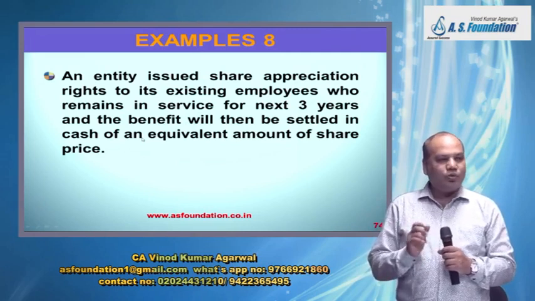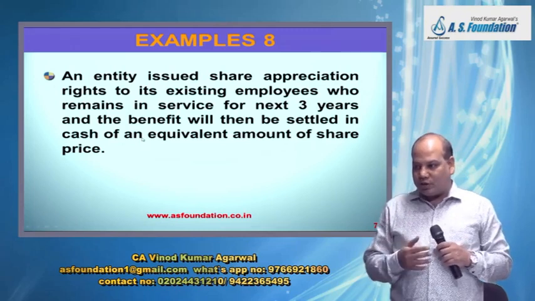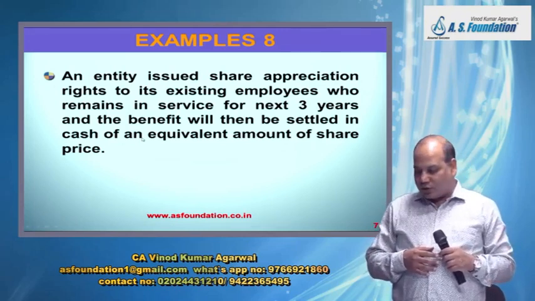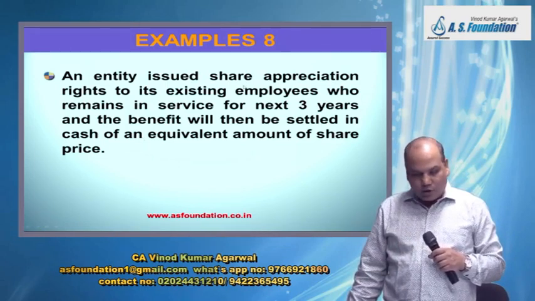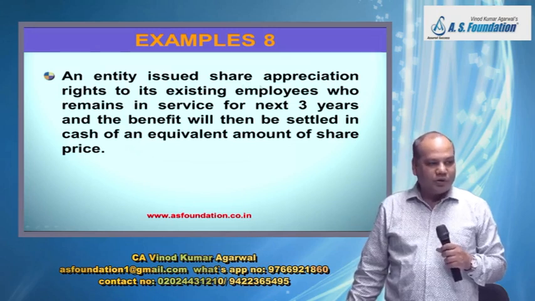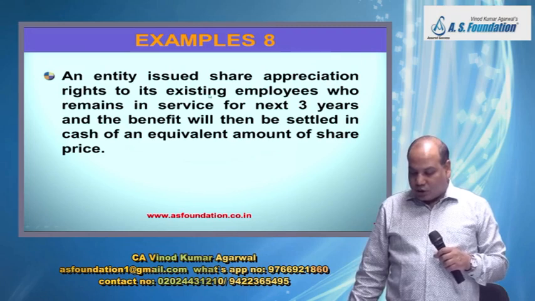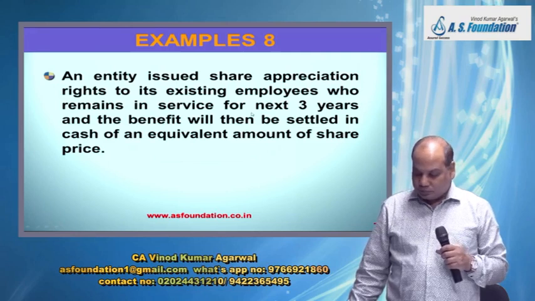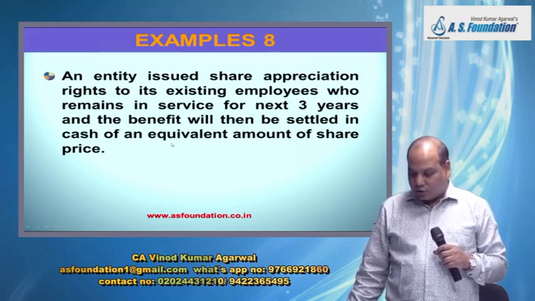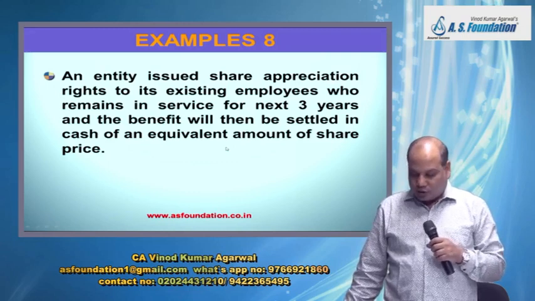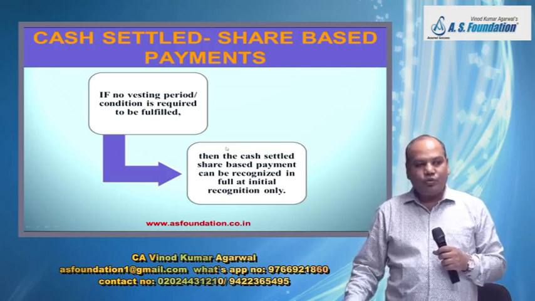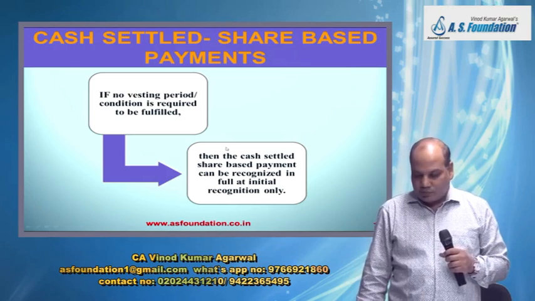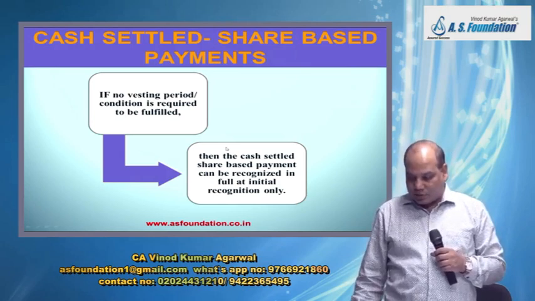What are these plans known as technically? Share appreciation right. Cash settled transactions are called share appreciation right because the cash paid is linked to appreciation in the value of the share. Entity issued share appreciation right to existing employees who remain in service for next 3 years. And the benefit will then be settled in cash of an equivalent amount of share price. So the amount of cash is linked to market value of the share. So this is called cash settled share based payment.